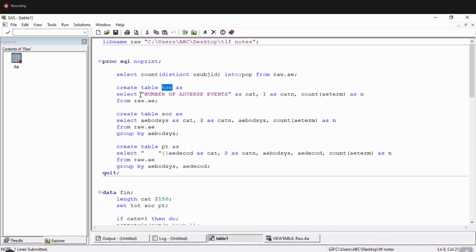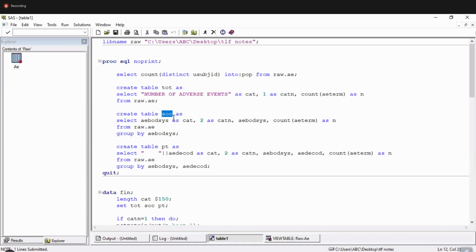See, select number of adverse events as cat. I'm creating one variable called cat, and n, numeric. For the count, I'm taking the count of AE from the given AE data set.